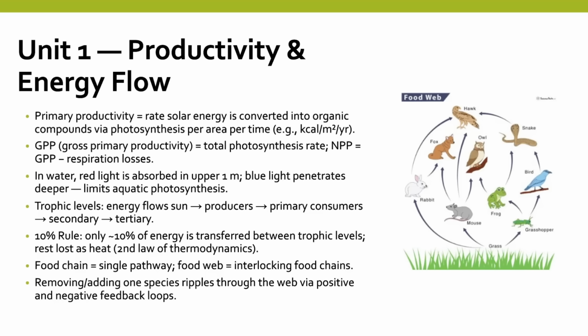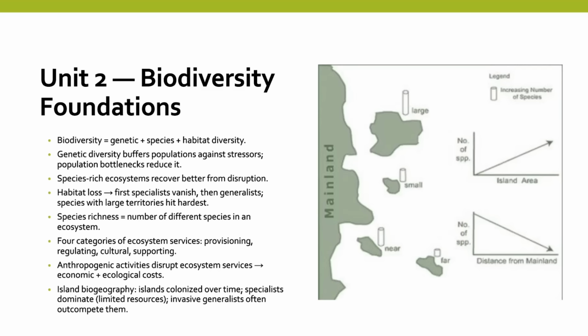Food chains are single pathways, food webs are interlocking. Remove one species and feedback loops ripple through. Unit 2. Biodiversity has 3 levels: genetic, species, and habitat. Diverse populations handle stress better. Bottlenecks crush genetic diversity. Diverse ecosystems also recover better.